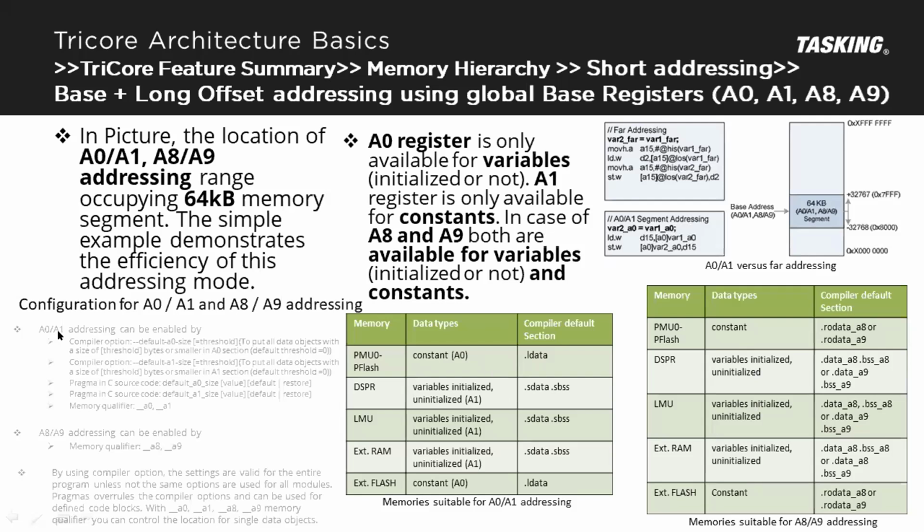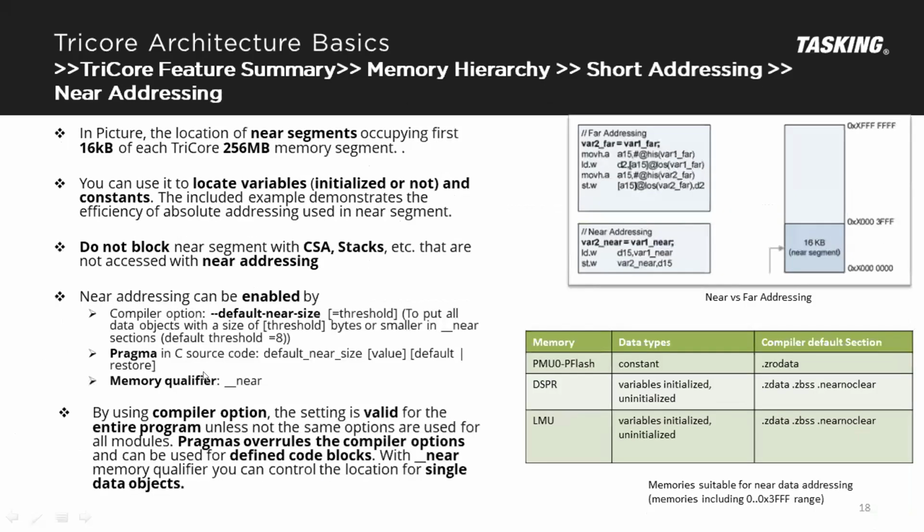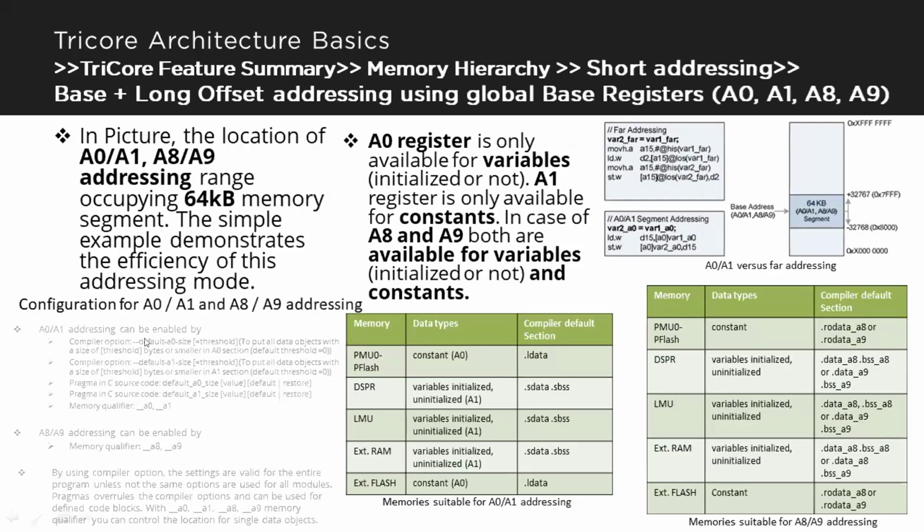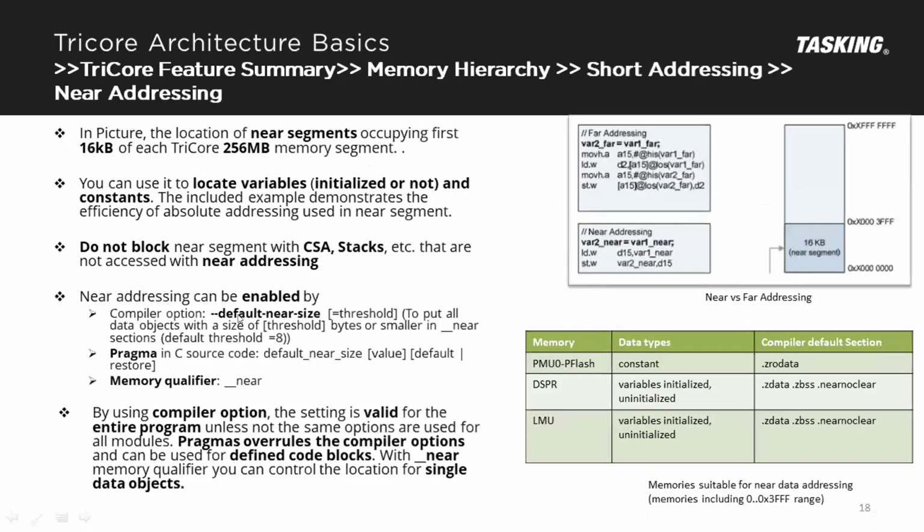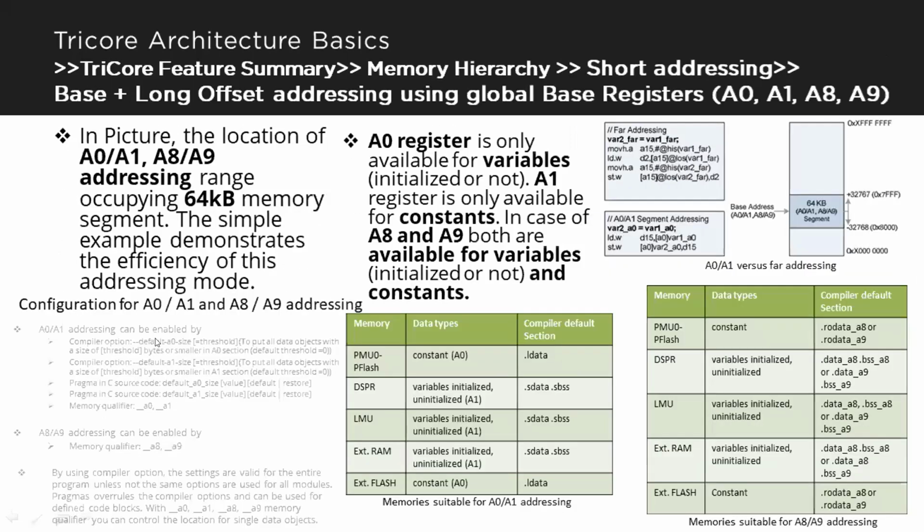So for the A0 and A1, you have kind of the same possibilities like we saw previously inside the near addressing. So you will find here this default A0 size. If you notice, previously it was default near size. This time, it's called default A0 size. So you could use this compiler option, or for A1, you could use this compiler option default A1 size.